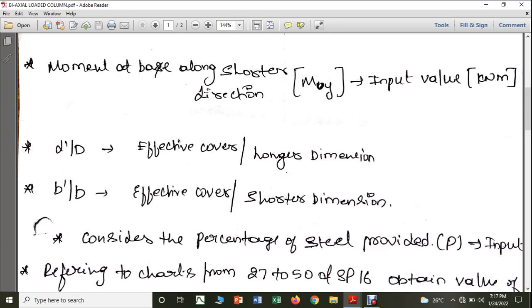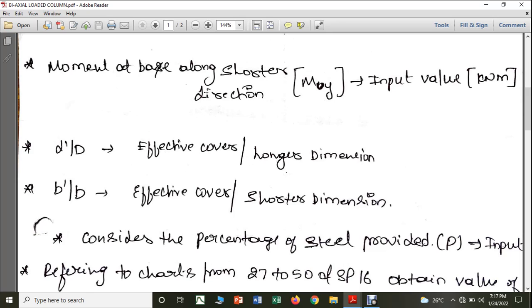You will get the area of the one rod. So when you divide the total area of steel by the area of one rod, you will get the total number of rods. That is the total percentage of steel by area of the one rod. You will get the number of rods.